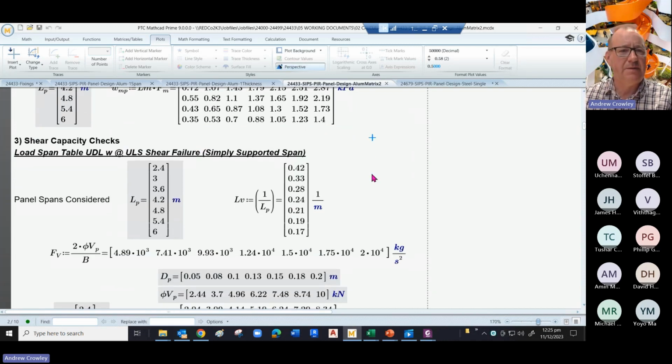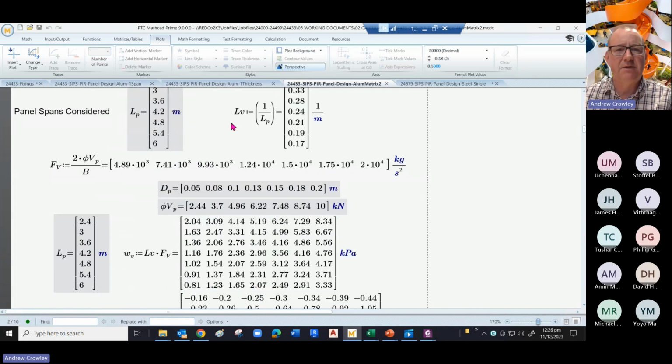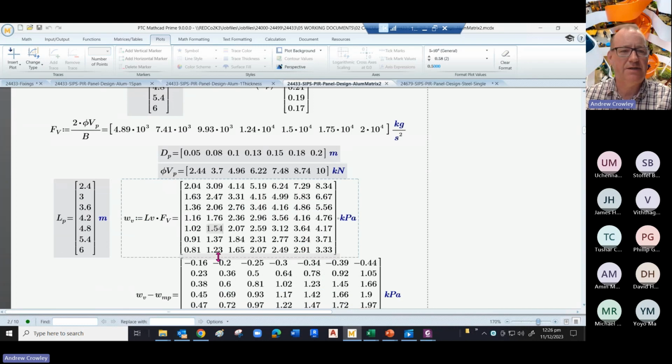Similarly, we do shear capacity checks. Here's your spans that we're considering, and I'm using my convention again. If I've declared a variable before, but I'm declaring it again, I just put it in grey. And the shear is going to be proportional to the length, so put 1 over the L to give you 1 array, and then we multiply that by what's effectively the shear force there to give you the loading which would cause the panel to fail in shear.